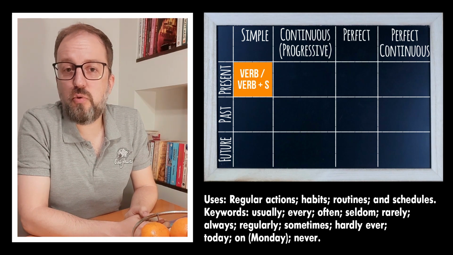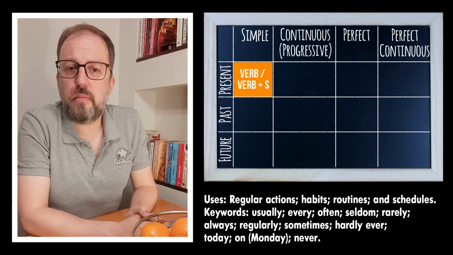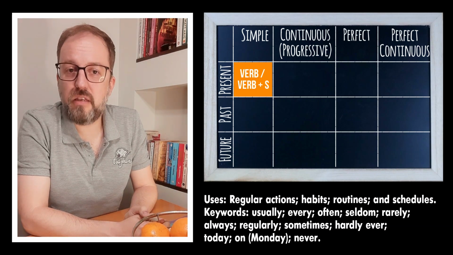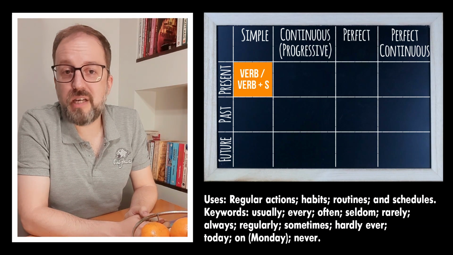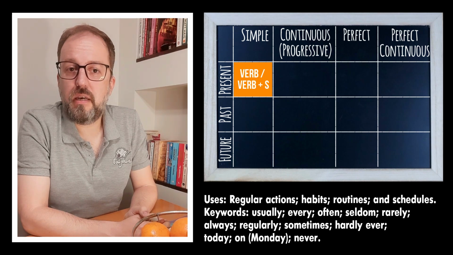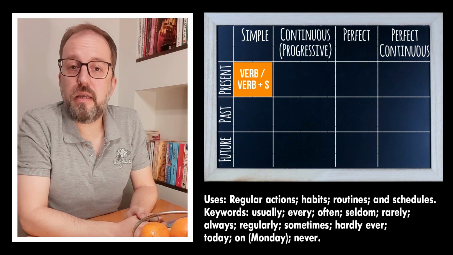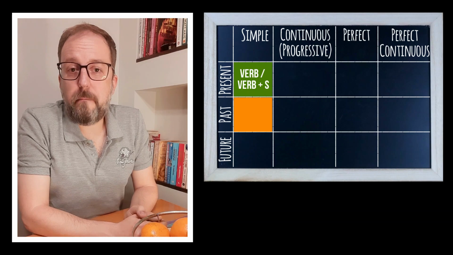We use the first form of a verb, but remember, if you're talking about he, she, or it, you need to add an S at the end of the verb. Words to watch out for in this tense are usually, every, often, seldom, rarely, always, regularly, sometimes, hardly ever, today, on Monday, never.